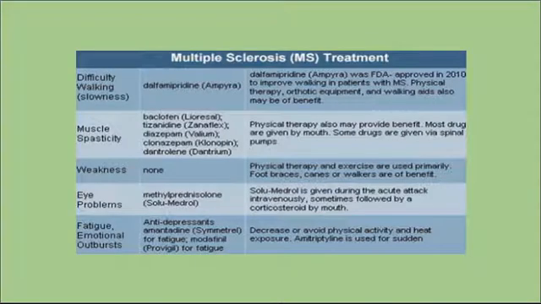Management of multiple sclerosis. For the difficulty walking, this gives you some of the drugs. You could see the muscle spasticity. So you have these muscle relaxers, physical therapy, some immune system drugs, lots of Solu-Medrol, which is a corticosteroid for acute attacks. They may be on corticosteroids orally for quite some time.